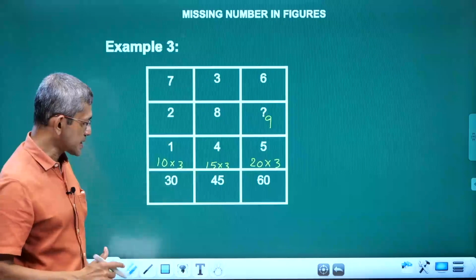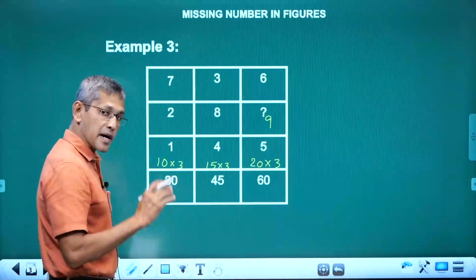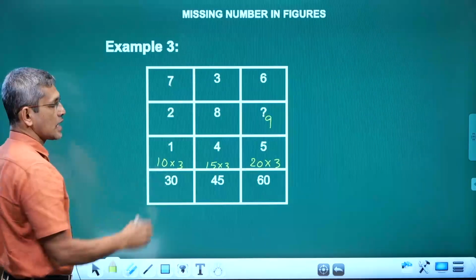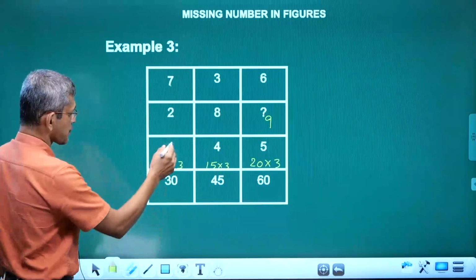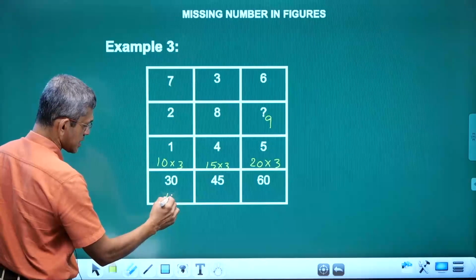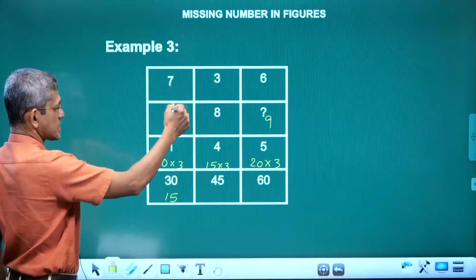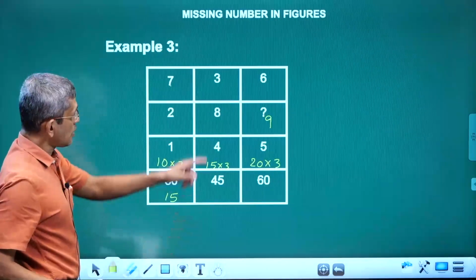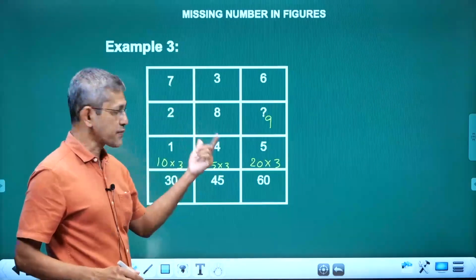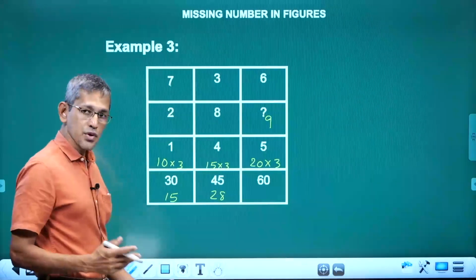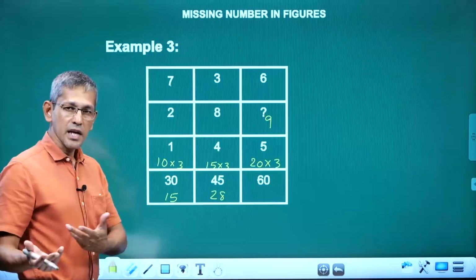This is just one of the patterns we have. You never know what kind of patterns are waiting for you. Sometimes it could be like this: 7 into 2, 14, plus 1, 15. So what is given here in the last row could be 15. Or it could be 3 into 8, 24, 24 plus 4, 28. So it may vary, depending on the question.